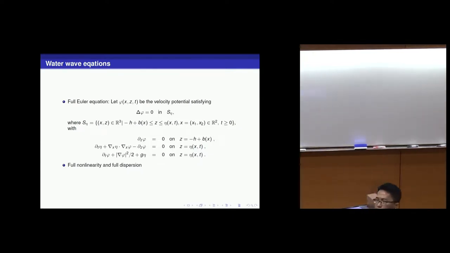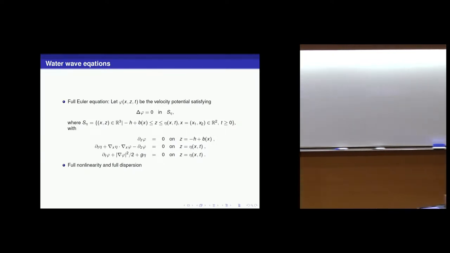It's seldom used for numerical computation, because most of the time we are interested in the surface water waves. If we simulate this boundary value problem, we get lots of useless data, because you compute phi in the whole domain, including the area below the surface. So we don't need that. So there are many approximation models for the simulation or analysis of water waves.